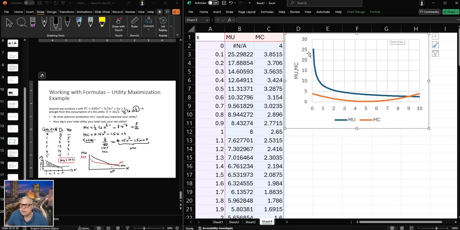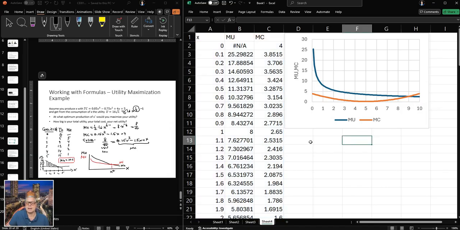Now we see that the optimum solution is somewhere here, maybe at 9 or close to 9. So we can determine it graphically, but we also know that we can solve this equation here. Solving this equation by hand would be really complicated, but it is a piece of cake for Excel.